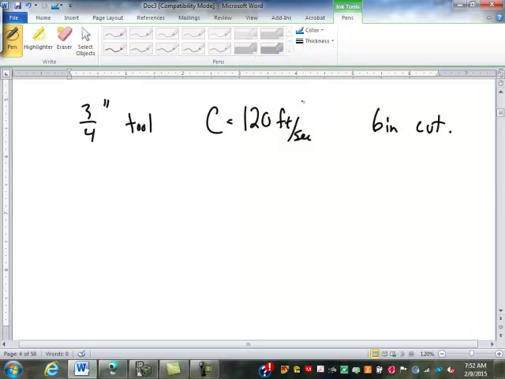Well, the first thing we need to figure out to get the cutting time, we need to know RPM, length of cut, and the feed rate. Oh, I haven't given you the feed rate yet. We're going to use a feed rate of 0.004 of an inch per revolution.